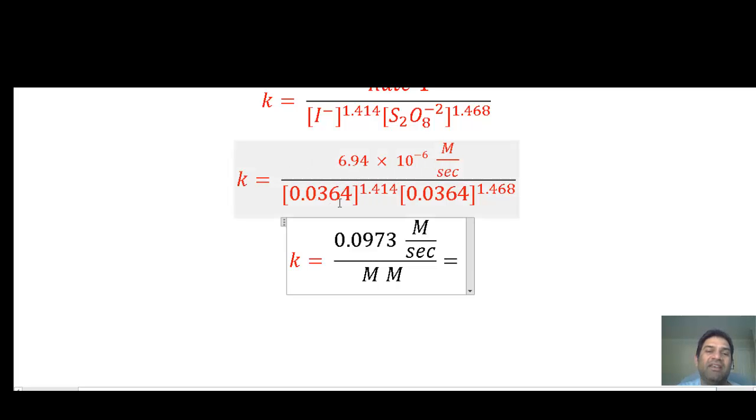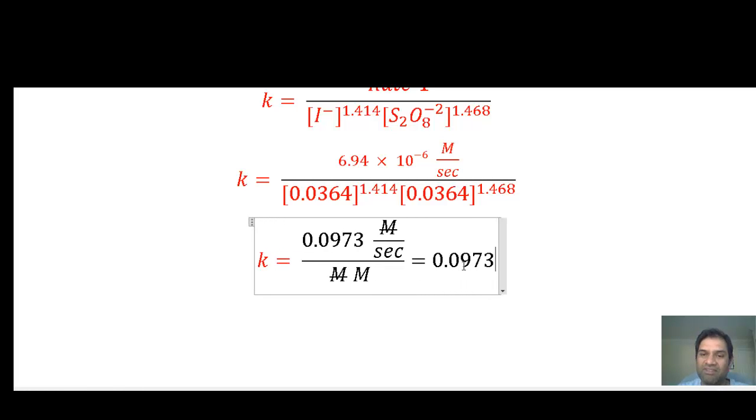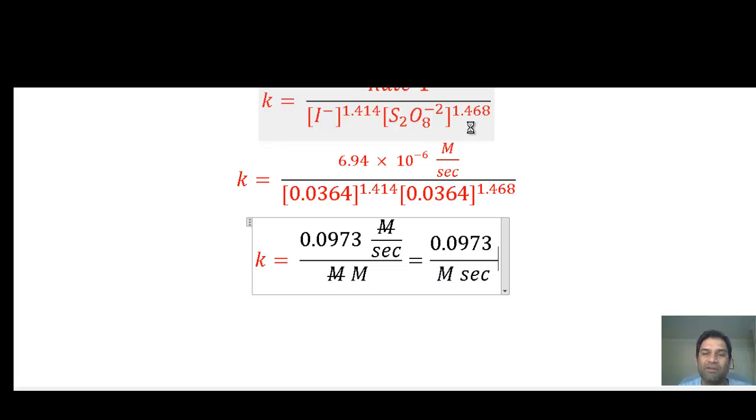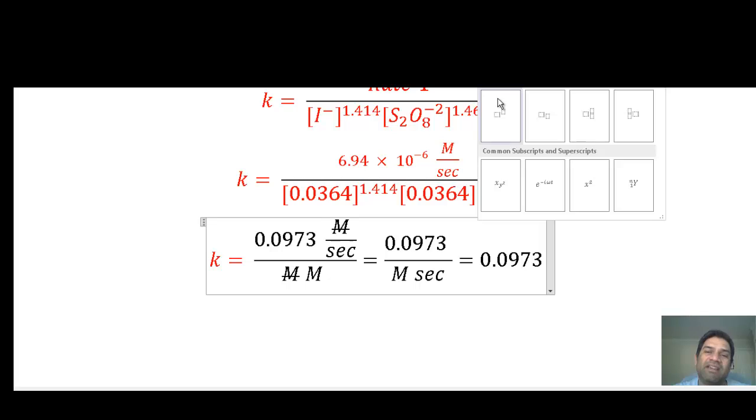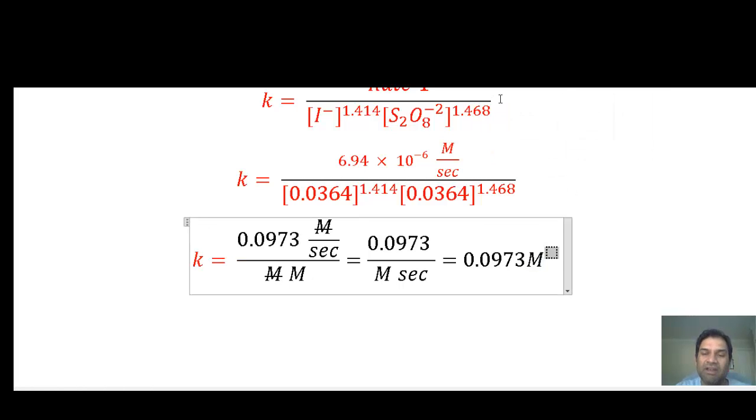We have M over seconds. This is big M. We just said we'll call this to the power of 1 in terms of units, and this is also big M in terms of units. So this M here is going to cancel out with one of the M's here. And the final answer in terms of our units is going to be 0.0973, 1 over M, 1 over seconds. So all of this is M seconds. Now you can also write it as 0.0973 M to the power of minus 1 seconds to the power of minus 1. Both of these are correct.